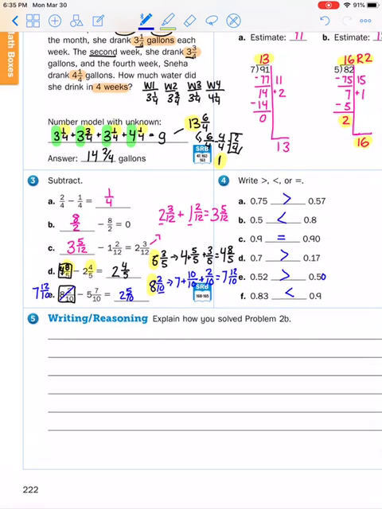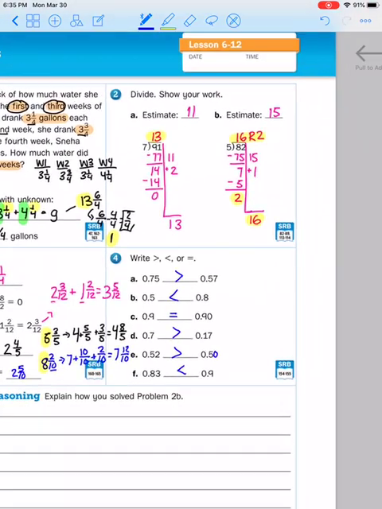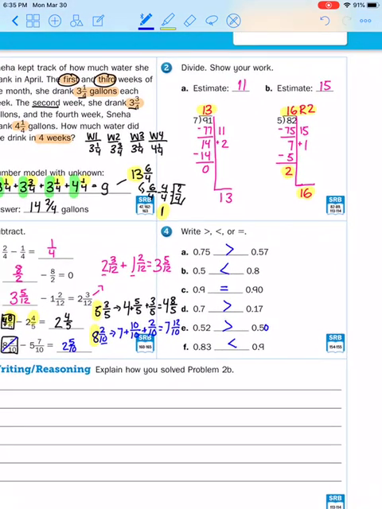Okay, reasoning. Explain how you solved 2b. So what you would do is you would write in words what you did to solve 2b. So you would start off by writing, first, I did partial quotient, and I know 15 times 5 is 75. So you would go through each step in written form.